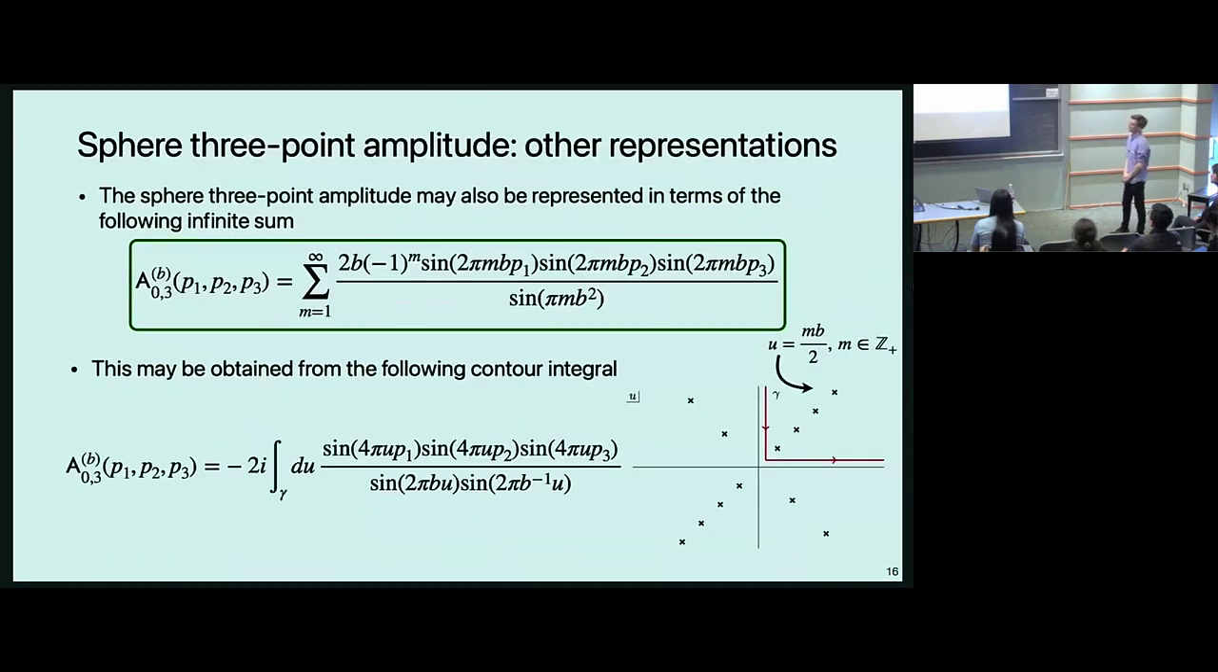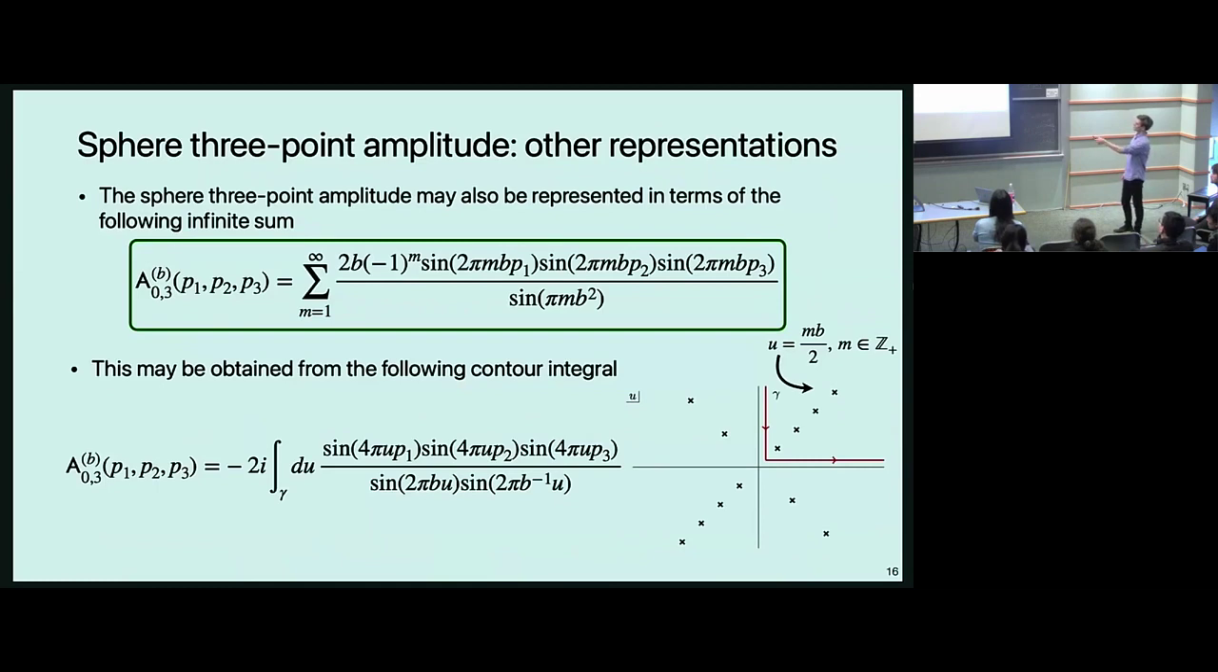Okay, here's another representation of the sphere 3-point amplitude that will turn out to be convenient and that will keep showing up as the talk progresses. The sphere 3-point amplitude can also be written in terms of the following infinite sum. So there's this integer m that we sum over from 1 to infinity, and there's a factor of sine 2 pi m b P for each of the three momenta, divided by this overall factor.